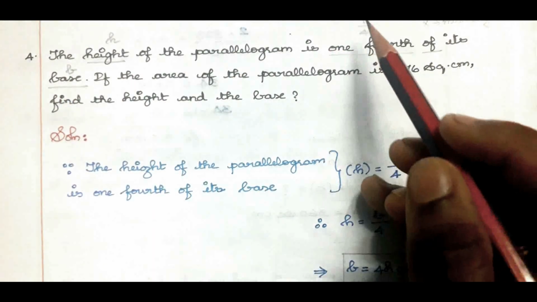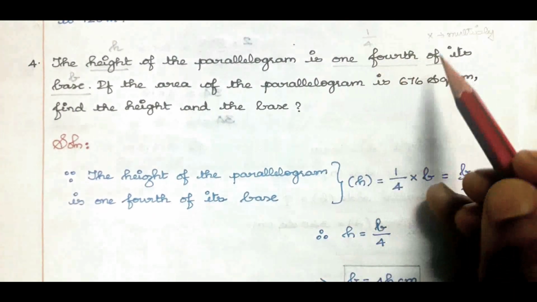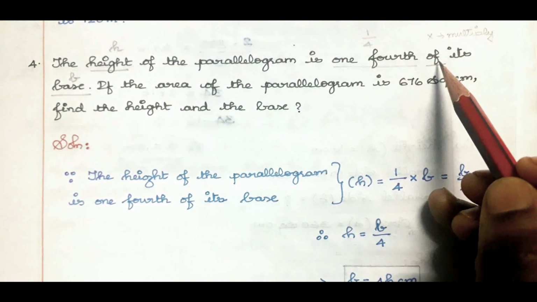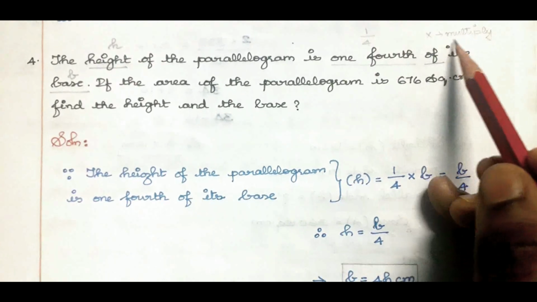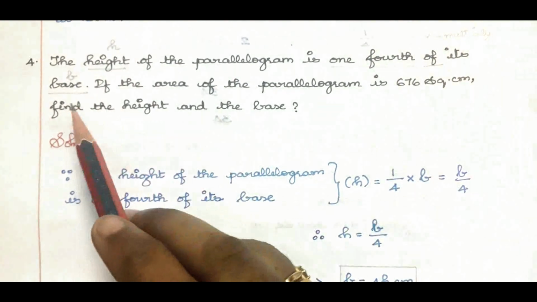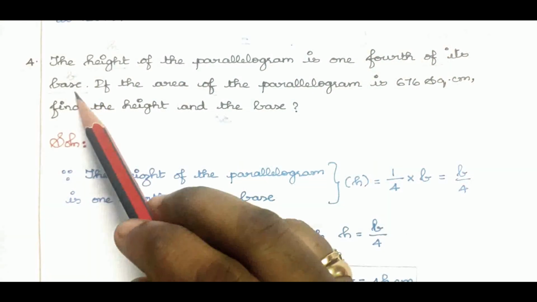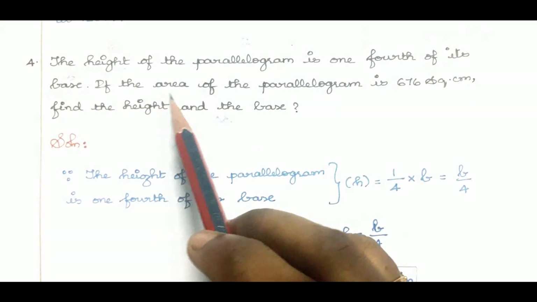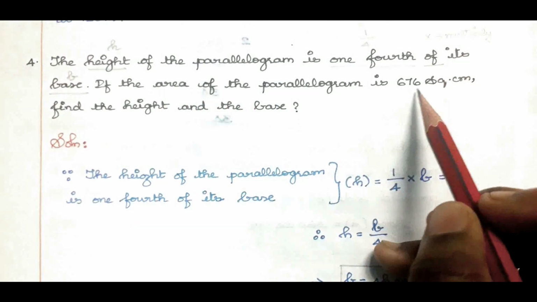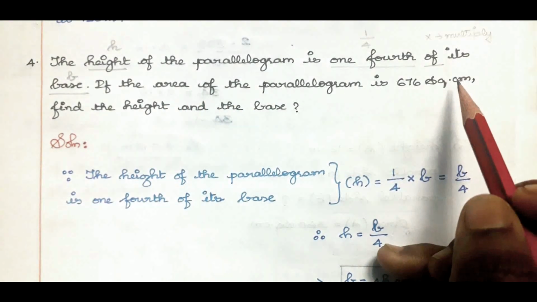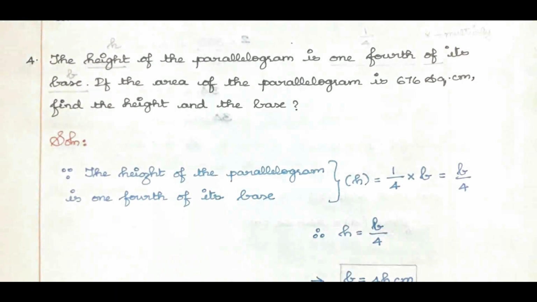So 1/4 is nothing but 1 by 4, and "of" in a mathematical statement, when you convert it, is multiplication. And base. So it means that h is equal to 1 by 4 into base. Now they have given the area which is 676 square centimeter. With this we have to find the height and the base.